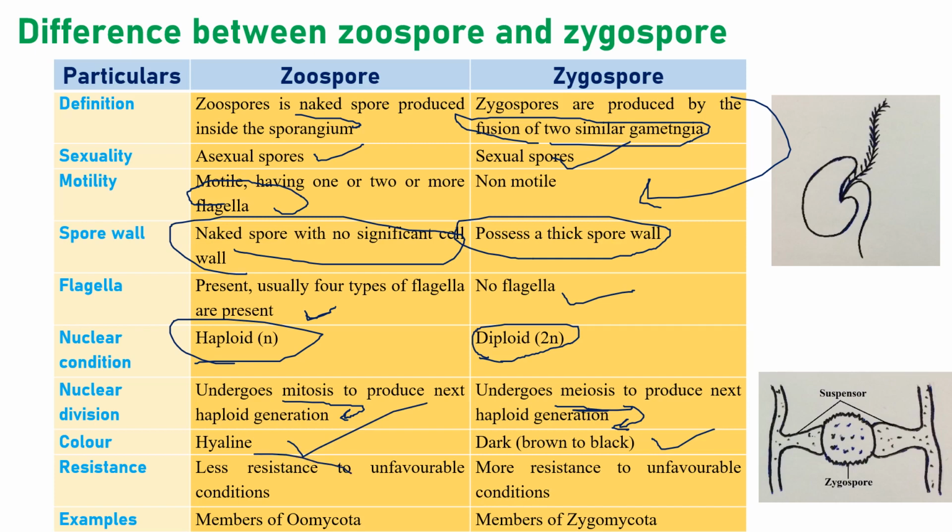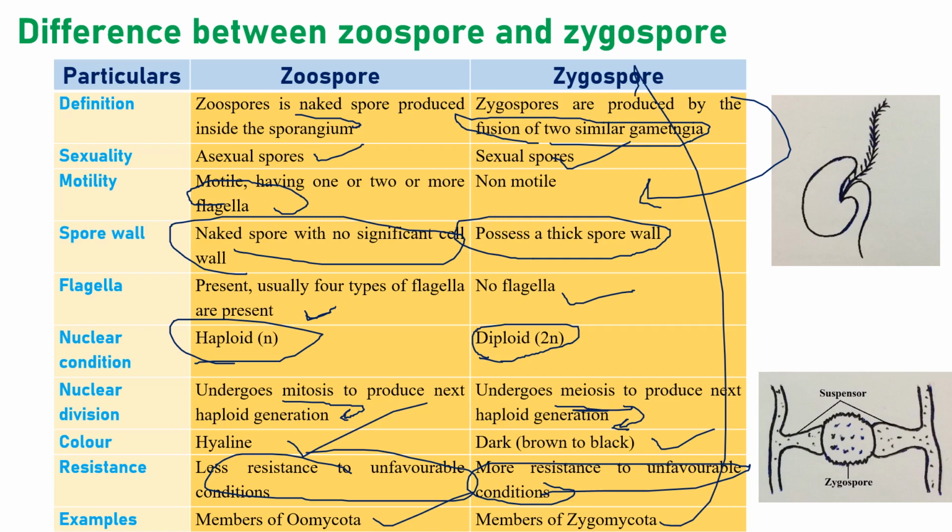Resistance: zoospore is less resistant to unfavorable conditions. As I told you, its survival period is very short when compared to other spores. Zygospore is formed during unfavorable times to survive for long periods. Examples: members of Oomycota can produce zoospores, whereas members of Zygomycota can produce zygospore.